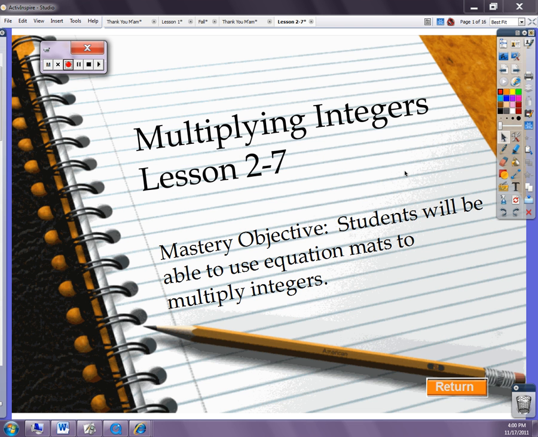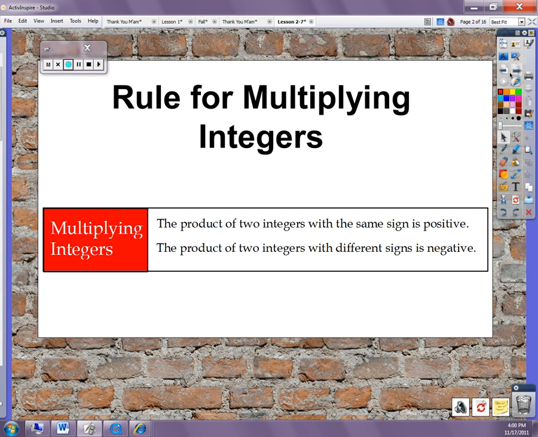Multiplying integers, lesson 2-7. The mastery objective for the day was that students will be able to use an equation mat to multiply integers. Now, as a general rule, we came up with the product of two integers with the same sign will be positive. The product of two integers with different signs will be negative.